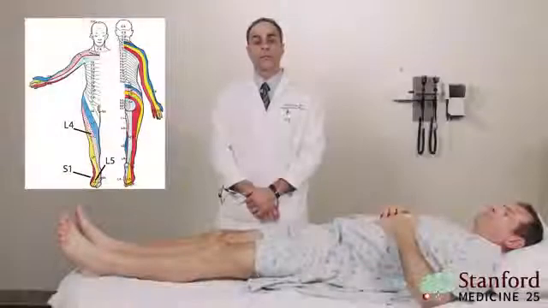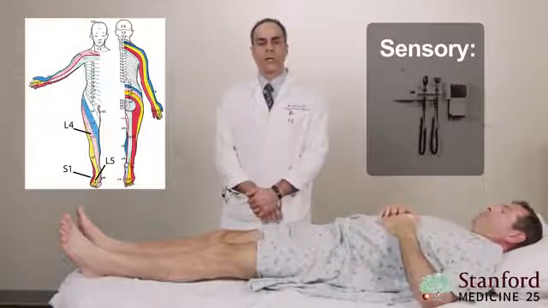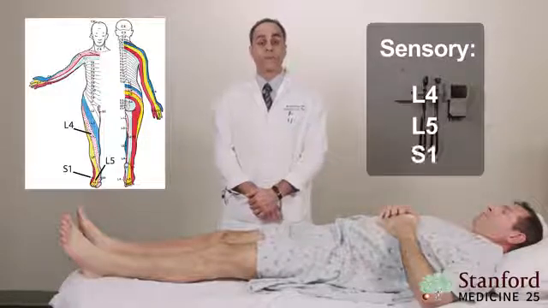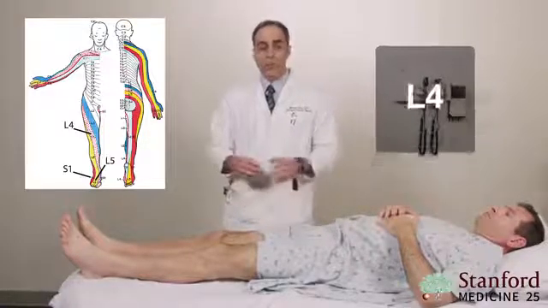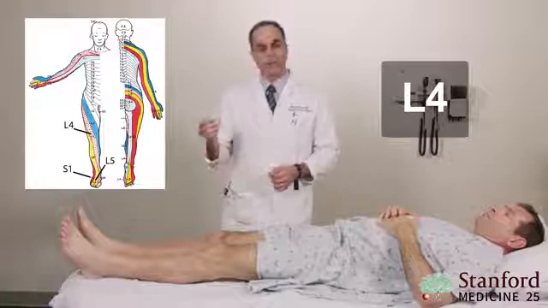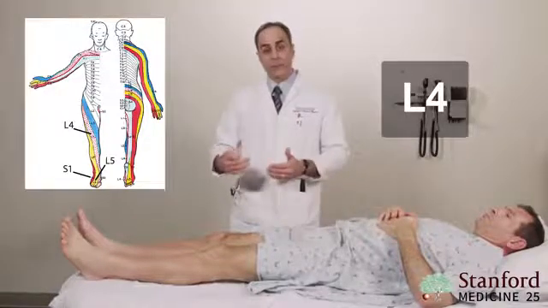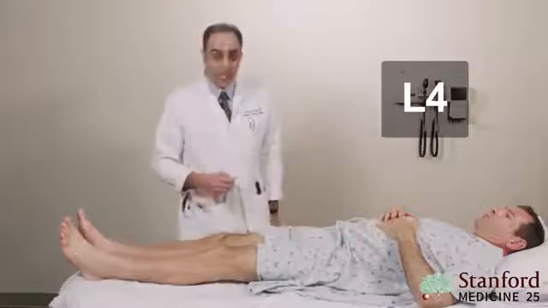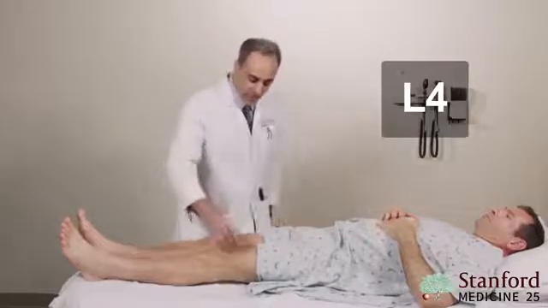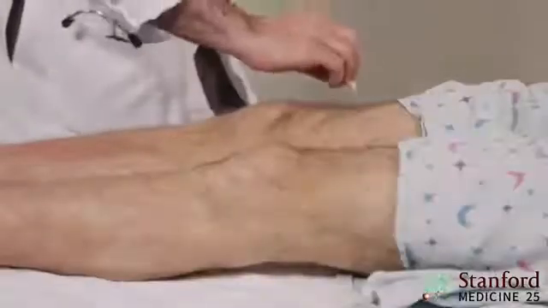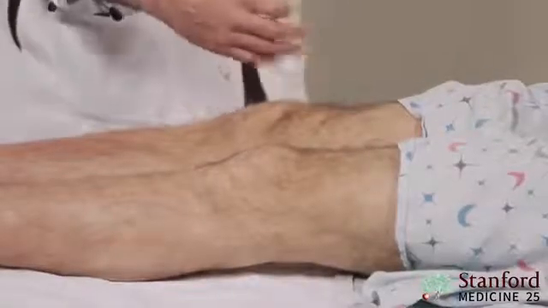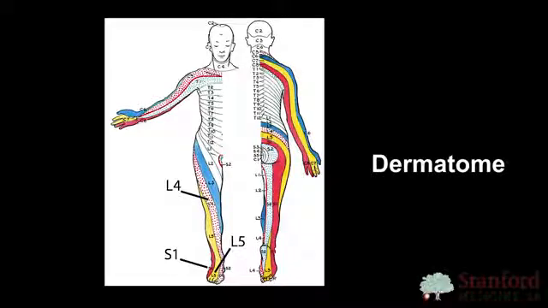Next, we're going to be going to the sensory portion of the exam, focusing on L4, L5, and S1. To start with, we will try to take a monofilament or pin and try to distinguish if there's any numbness on one side as compared to the other. In the case of L4, we're going to be focusing on the anterolateral aspect of the thigh, looking for any discrepancy in the dermatomes. The patient will say that one side is number than the other.